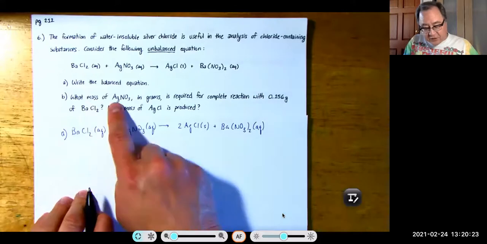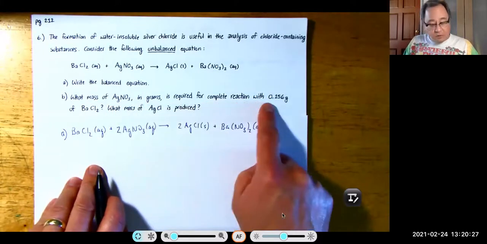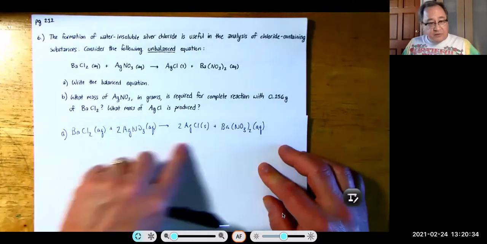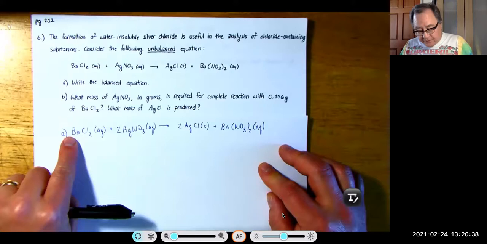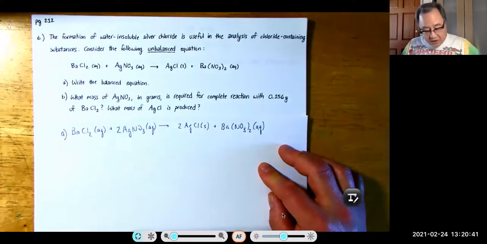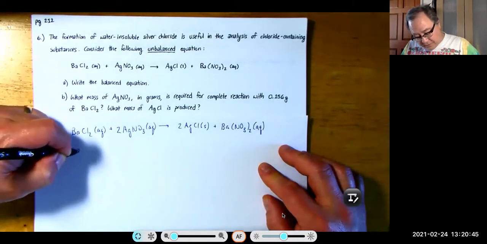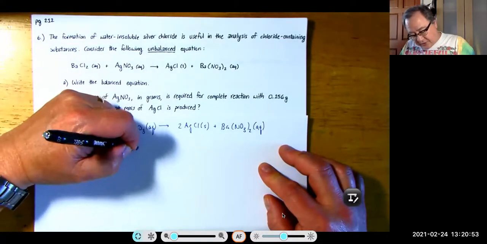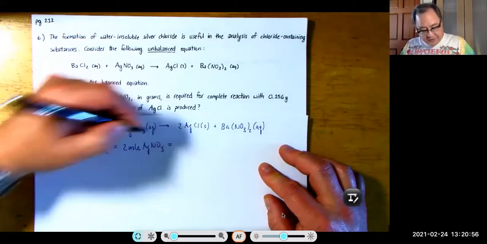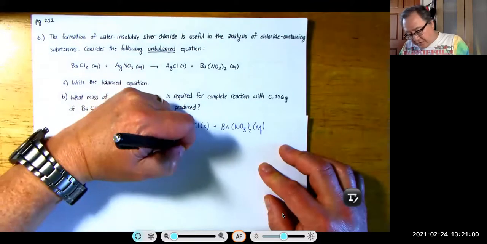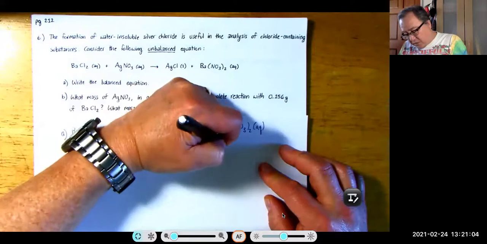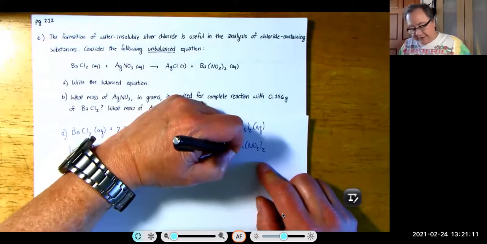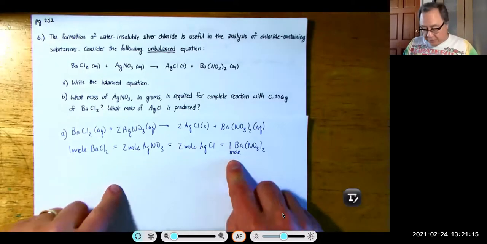Now, what mass of silver nitrate in grams is required for complete reaction with 0.156 grams of barium chloride? What mass of silver chloride is produced? Now, for the balanced reaction, we have to understand that the coefficients of 1, 2, 2, and 1 are not grams. They are moles. So 1 mole of barium chloride is equal to 2 moles of silver nitrate if you were to react these in proportional manners, 1 mole and 2 mole. And 2 mole of silver chloride and 1 mole of barium nitrate. And you'll notice here that, oh, I forgot my mole there. There it is. As fitting, it's kind of underneath everything like moles are.